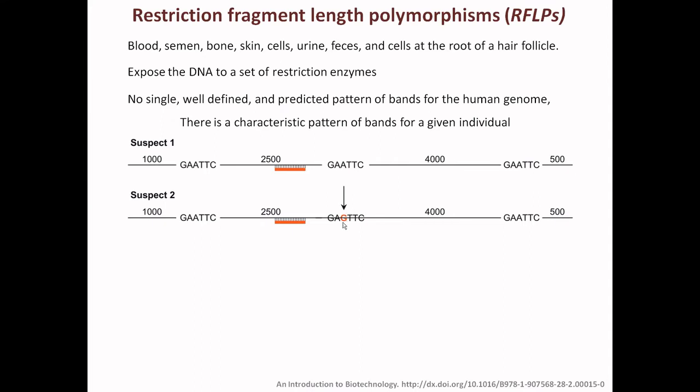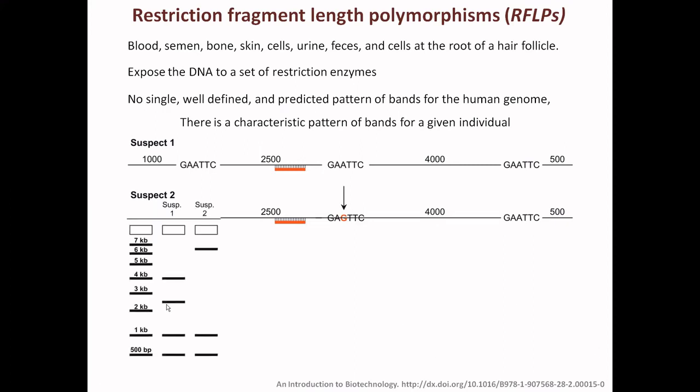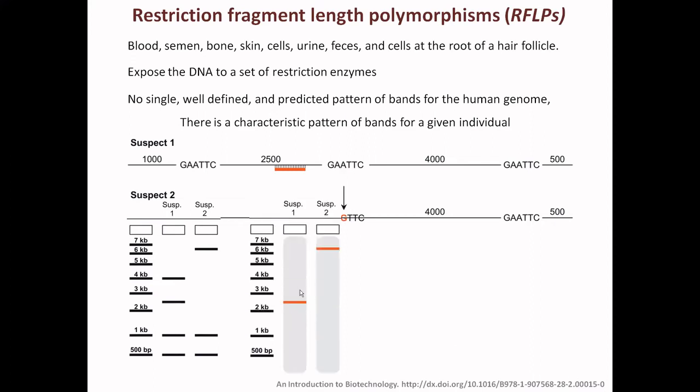But if there is a mutation in one of these restriction endonuclease sites, so it cannot be recognized by EcoRI, then instead of two bands, one single band of 6500 will be seen. Here you see this is the 2500, this is the 4000. But when there is a mutation here, we don't see these two bands, but we see this entire band, that is the 6500.